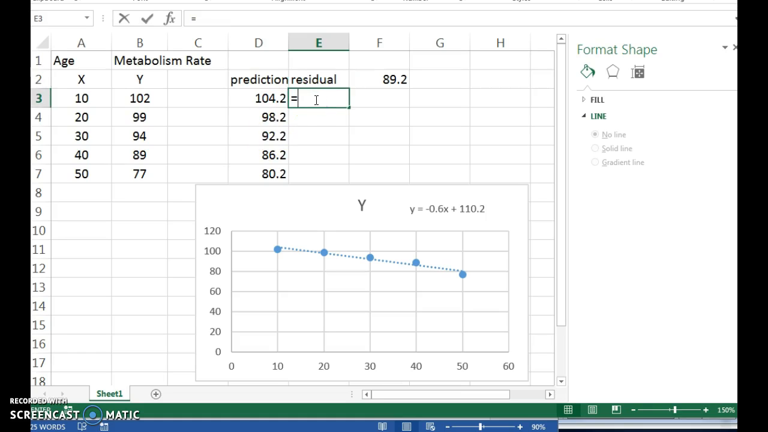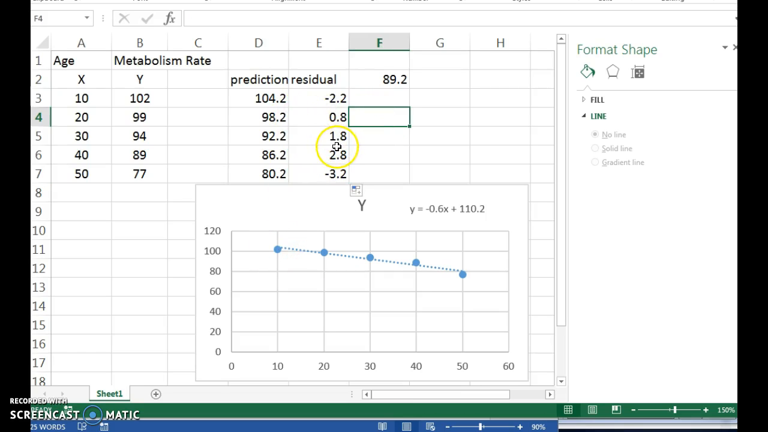So we're going to do B3 minus D3 for the first one, and copy that down. We get the residuals for each value. Now notice the negative ones mean that the predicted value is bigger than the actual measured value. So this measured value, which would be a point, is actually below the line. That's why we get negative.